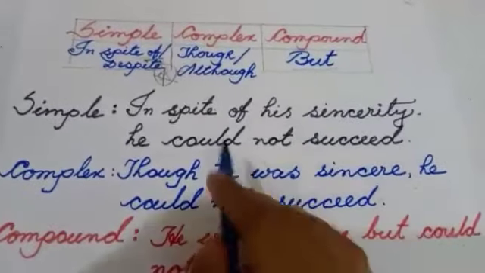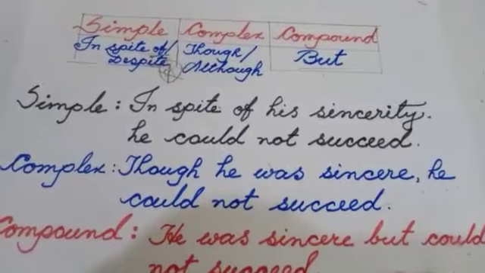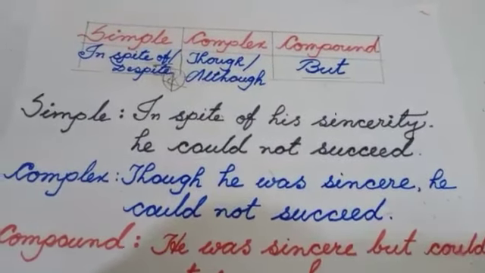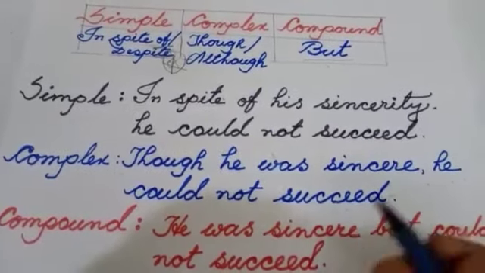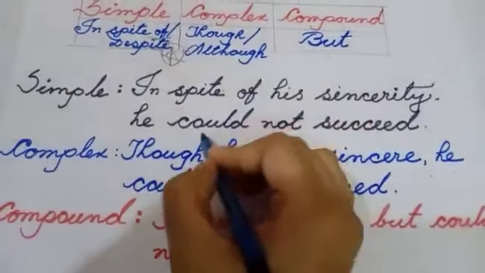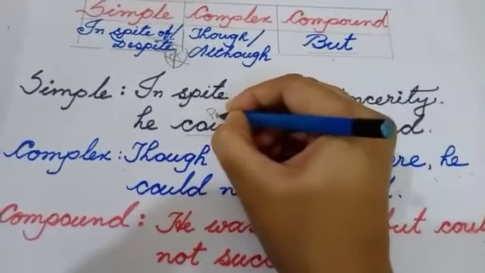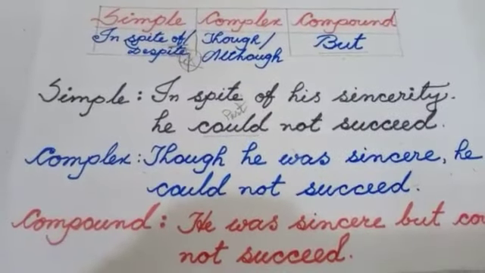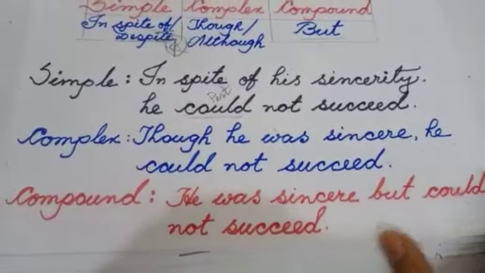Now read the sentence. In spite of his sincerity, he could not succeed. Here at the very beginning we have to identify the tense. How we can identify the tense? We can identify the tense by observing verb. Here the verb is in the past form. That is why we can say this is a sentence which is based on past tense.